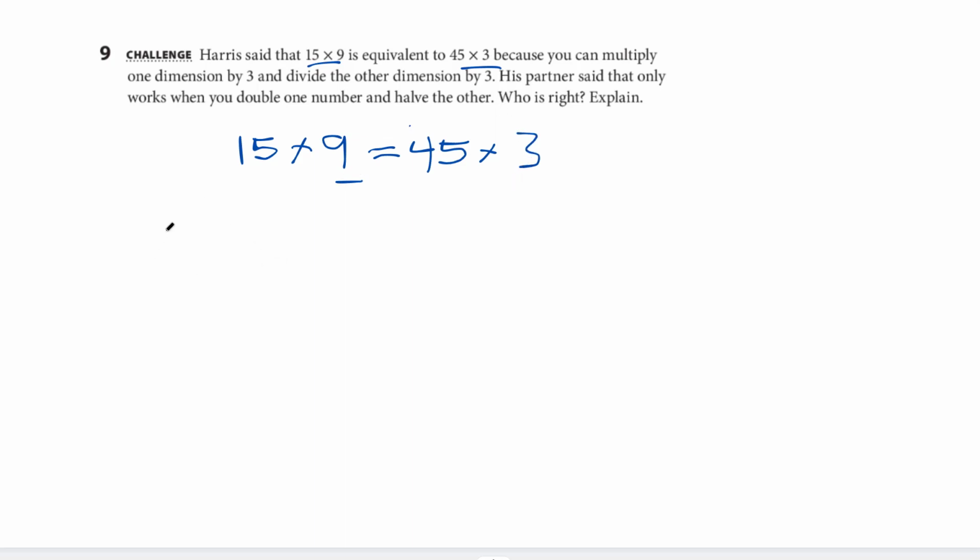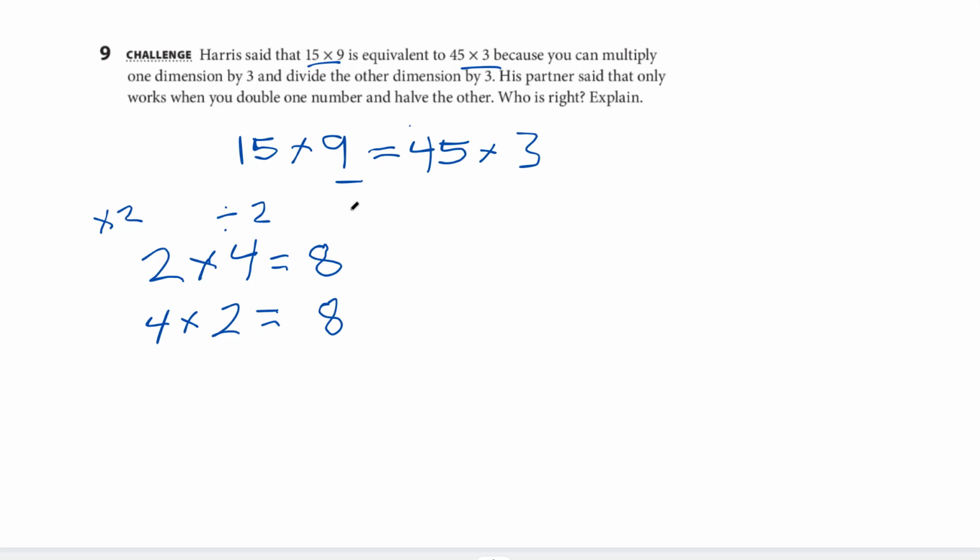Let's try it with a simpler number. Let's say I multiply one factor and divide the other factor. So let's say I'm working with 2 times 4. And obviously that is 8. Now let's say I multiply one side by 2, 2 times 2, and I take this side and divide it by 2. So 2 times 2 is 4. 4 divided by 2 is 2. I still get 8.